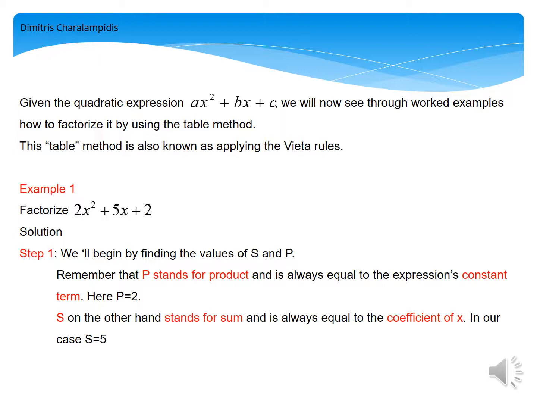Example 1. Factorize 2x squared plus 5x plus 2. We will begin by finding the values of s and p. Remember that p stands for product and is always equal to the expression's constant term. Here p is equal to 2. On the other hand, s stands for sum and is always equal to the coefficient of x. In our case, s equals 5.